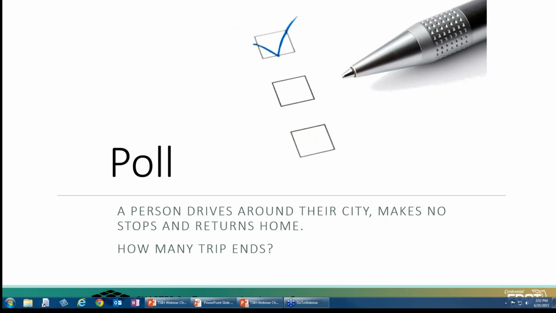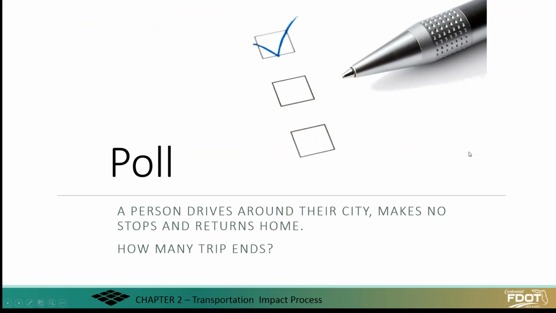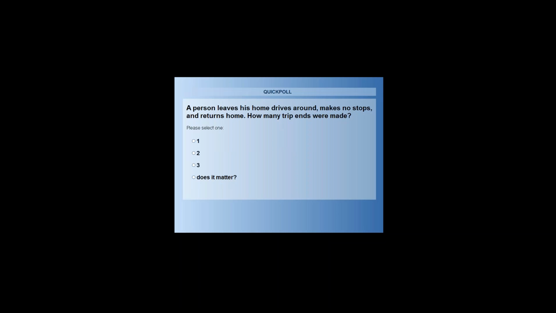All right, let me ask you this question. Let's say a person drives around their city, makes no stop, and returns back home. Let's see how many trip ends we have. We're going to ask your opinion on this. I want to make sure you all understood what I just explained.